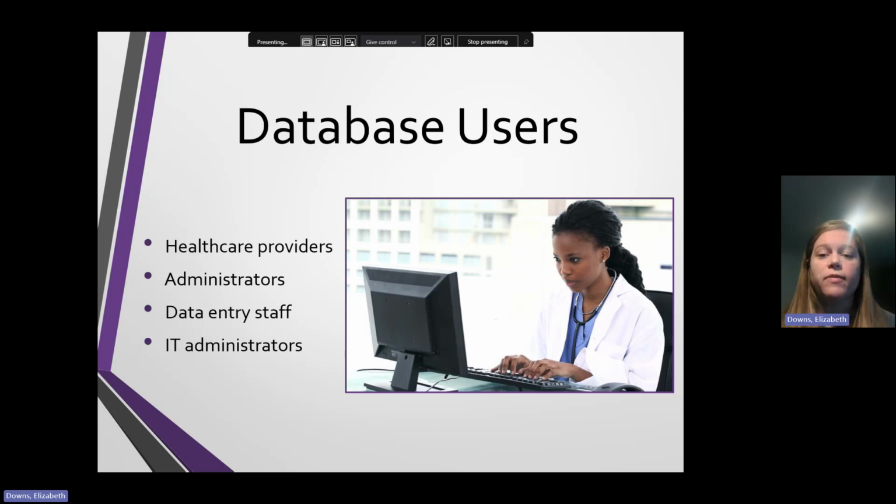Healthcare administrators must have a background in healthcare operations and management. Data entry staff must have training in data entry and management procedures. Finally, IT administrators must have expertise in database management and security protocols. These professionals typically are familiar with the use of a database management system and data entry, so minimal to moderate training will be necessary. We will touch base on training in a later slide.